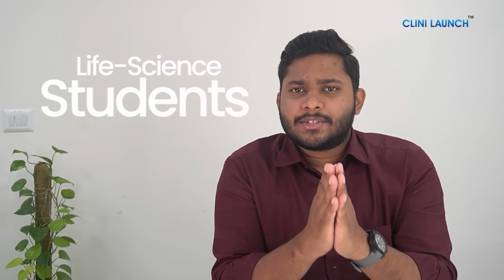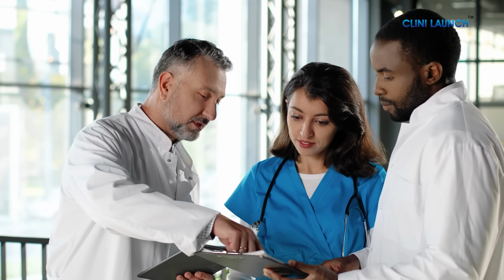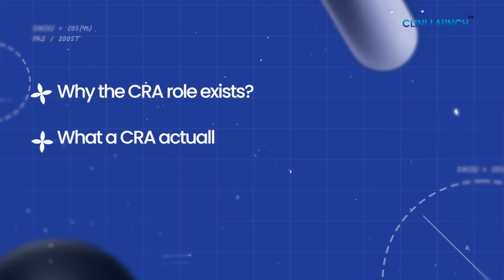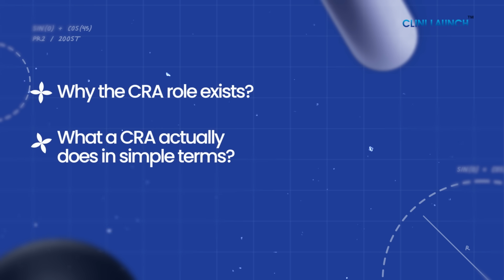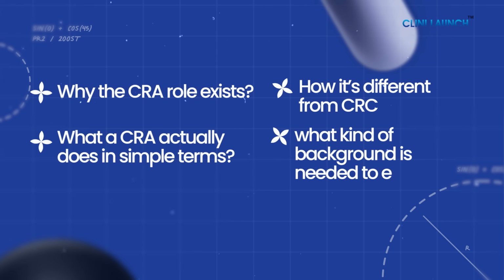So if you're a life science student, you must watch this video because we do reveal what makes aspirants like you the best fit for the Clinical Research Associate role. So let me walk you through what we will discuss in this video. I'll explain why the CRA role exists, what a CRA actually does in simple terms, how it's different from CRC, and what kind of background is needed to enter this role. So let's start from the absolute basics.